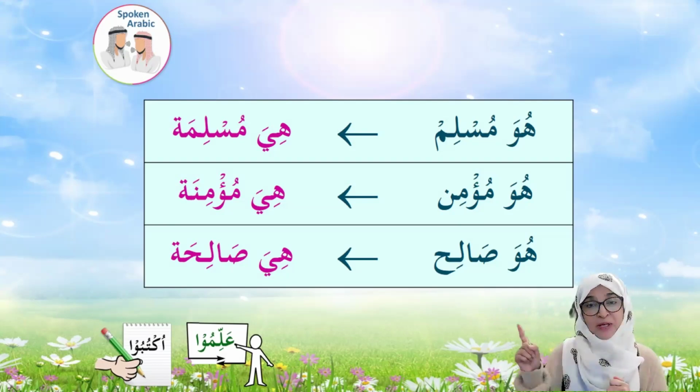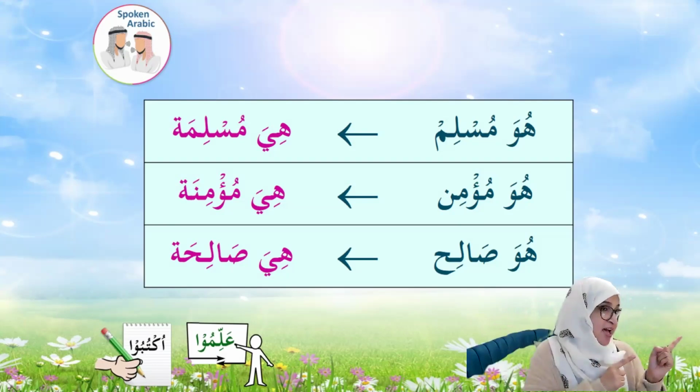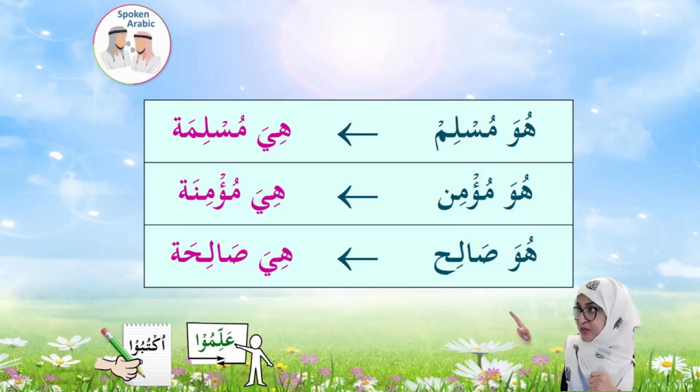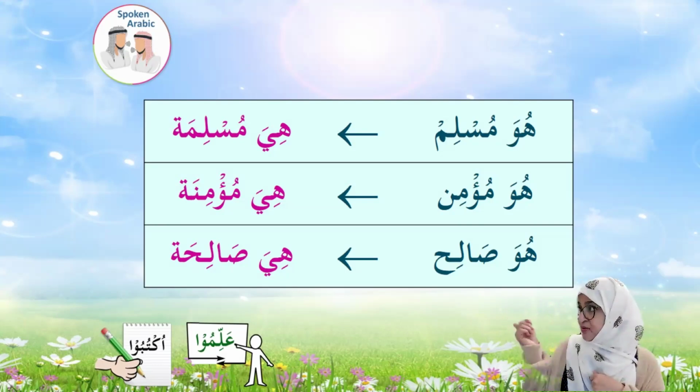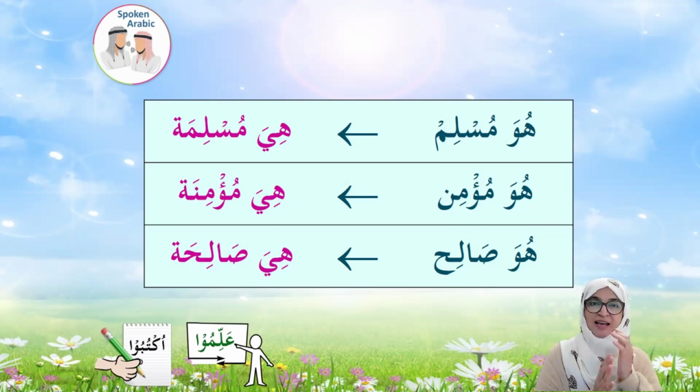In the same way, when I say huwa mu'min on my right side with my finger, and then I'll change it, I'll say hiya mu'mina, left hand. Then I say huwa salih on the right, and I want to talk about the feminine gender on the left hand, hiya salih. So huwa becomes hiya, and to the word you add ta marbuta in the end, and that's it. That's how you change. So this is also spoken Arabic.